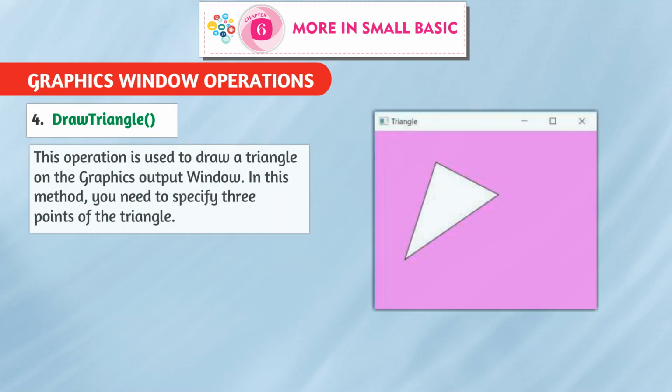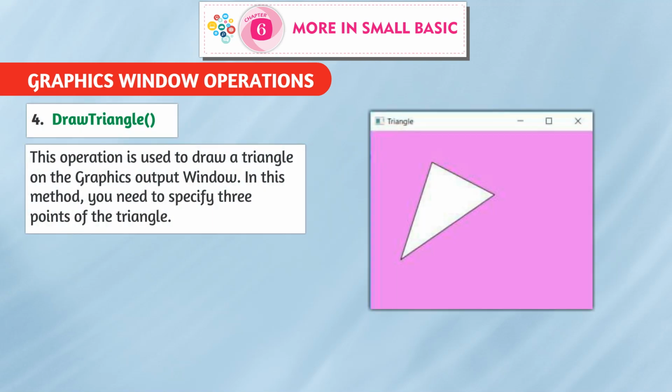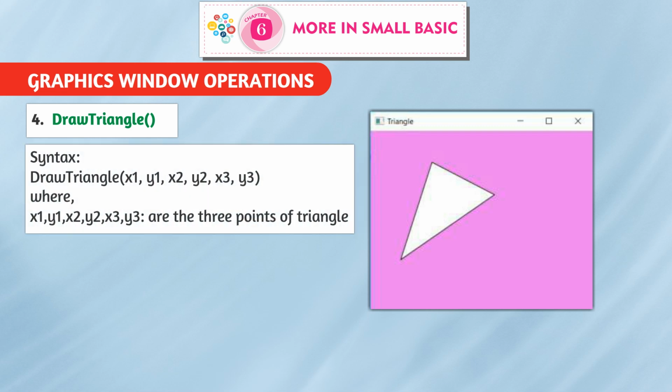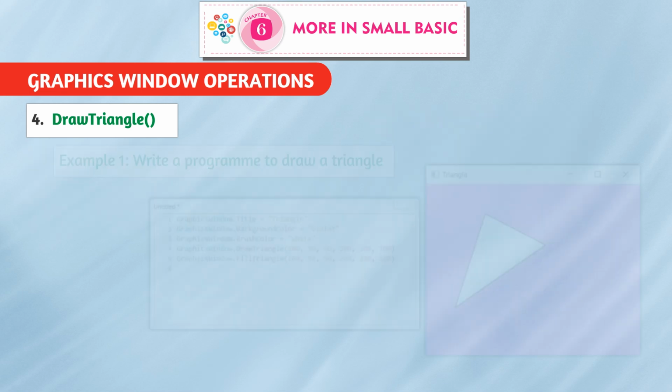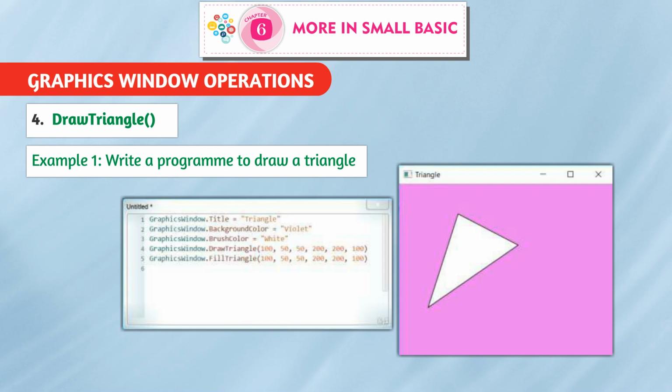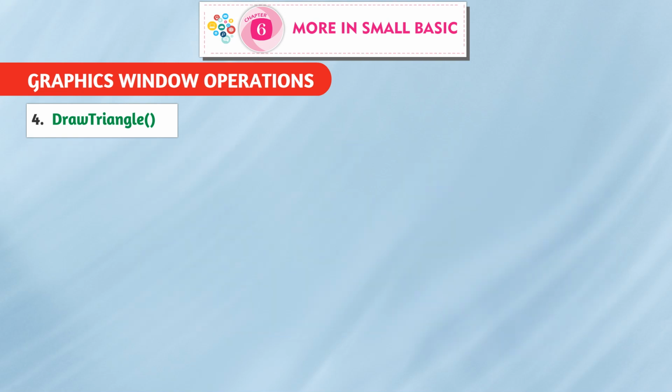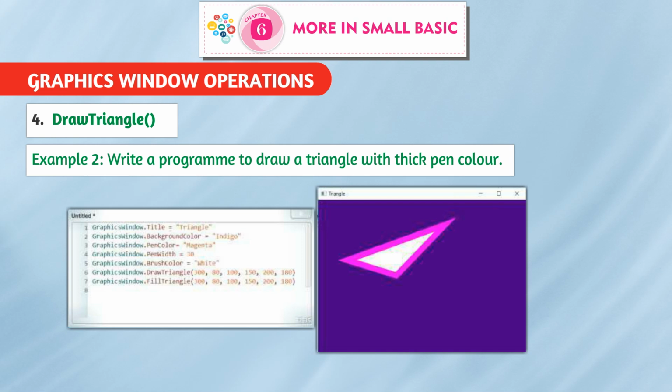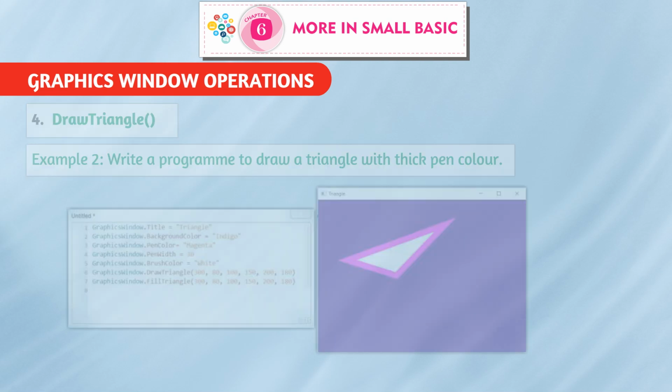4. Draw triangle. This operation is used to draw a triangle on the graphics output window. In this method, you need to specify 3 points of the triangle. Syntax: DrawTriangle(x1, y1, x2, y2, x3, y3), where x1, y1, x2, y2, x3, y3 are the 3 points of the triangle. Example 1. Write a program to draw a triangle. Example 2. Write a program to draw a triangle.